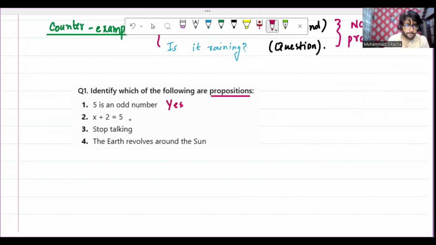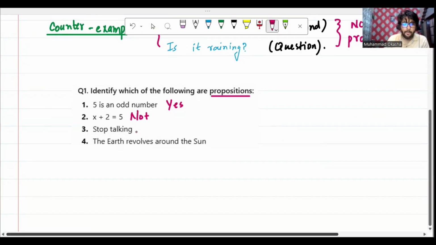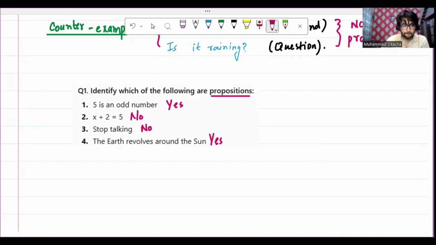X plus 2 equals 5. It is not a proposition because it entirely depends on the value of X, right? Stop talking. It's a command, right? So it's not a proposition. The earth revolves around the sun. This statement can be true, it can be false. So yes, it is a proposition. I hope it makes sense, right? What do you mean by propositions?